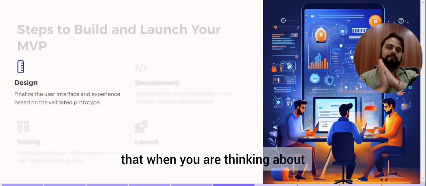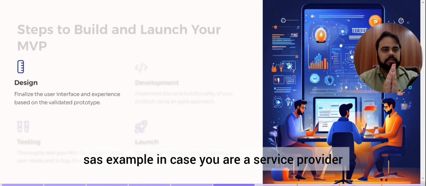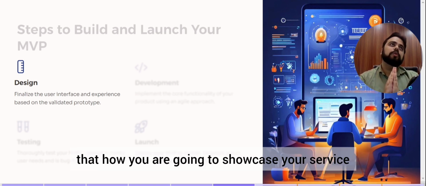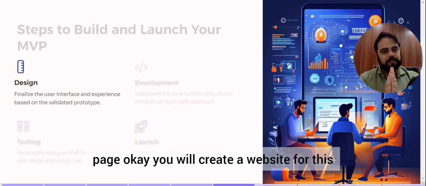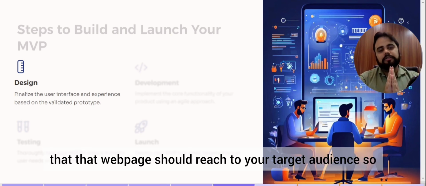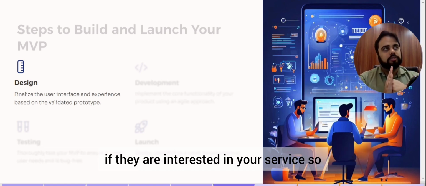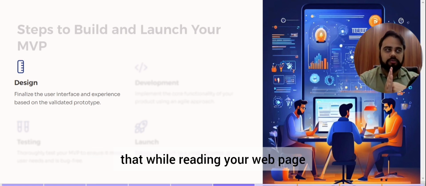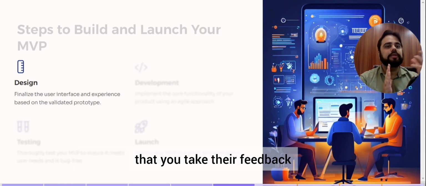So first thing is that when you are thinking about what your offer is, here we are taking a SaaS example. In case you are a service provider, I'll give you a service provider example. You have to think through this flow, how you are going to showcase your service. Definitely you need to create a web page. Okay, you will create a website for this, because that is the best way to showcase your service. Now you have created that web page, it should reach your target audience, so that they show interest if they are interested in your service. So initially you can give some free trials also, and you can take their feedback, on what they understood while reading your web page or your website. Okay, once you are giving them the service, after that you take their feedback.